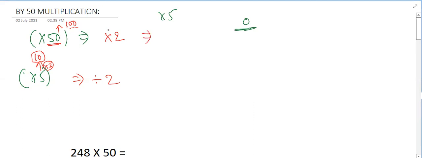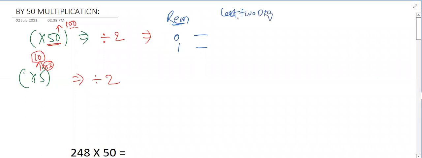Tell me, what are the remainder possibilities when you divide any number by 2? Remainder possibilities are 0 and 1. Based on the remainder, here we have to keep the last 2 digits, not only 1 digit. If the remainder is 0, last 2 digits will be 0, 0. If the remainder is 1, last 2 digits will be 5, 0.